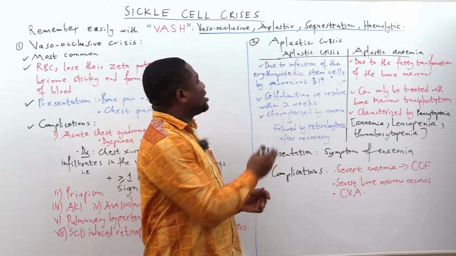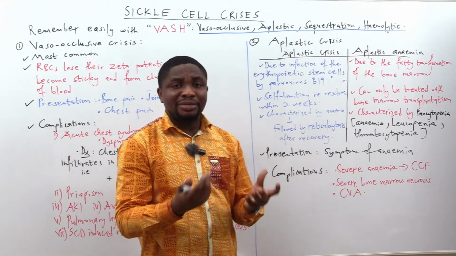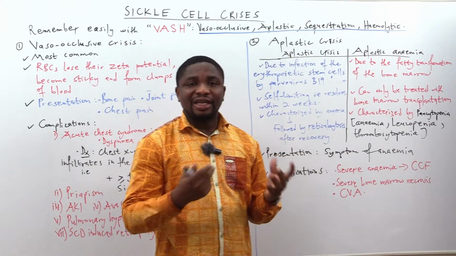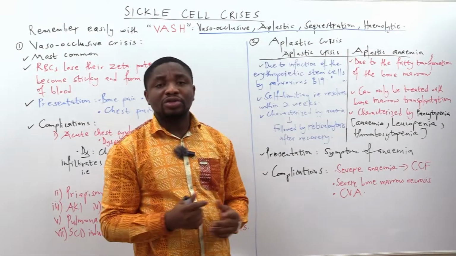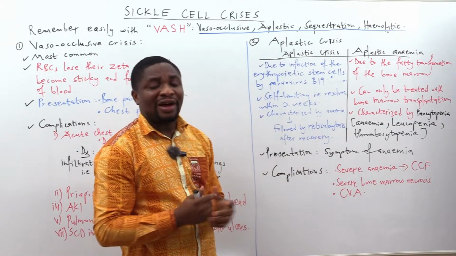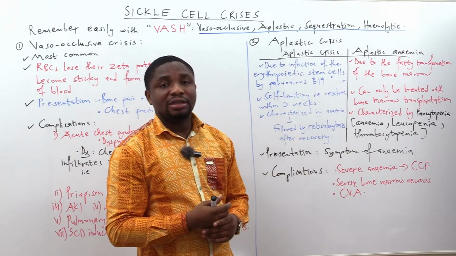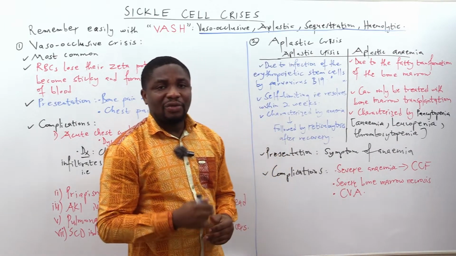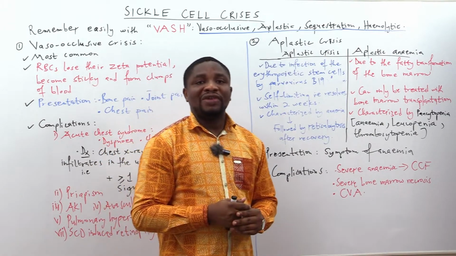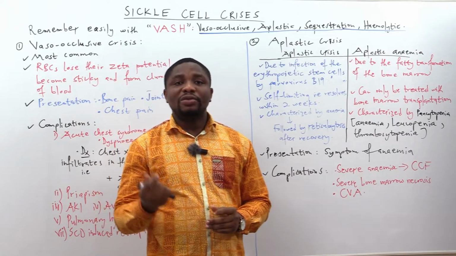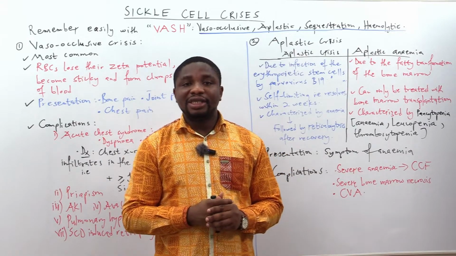With the aplastic crisis presentation, they will come with the symptoms of anemia because the erythropoietic stem cells are transiently not functioning, so they lose the capability of producing red blood cells. So yes, they will have symptoms of anemia. The complications: we are looking at a severe anemia which may progress into congestive cardiac failure. We can also think of severe bone marrow necrosis, and finally cerebrovascular accidents. The next thing we'll be talking about is the sequestration crisis, and finally the hemolytic crisis.